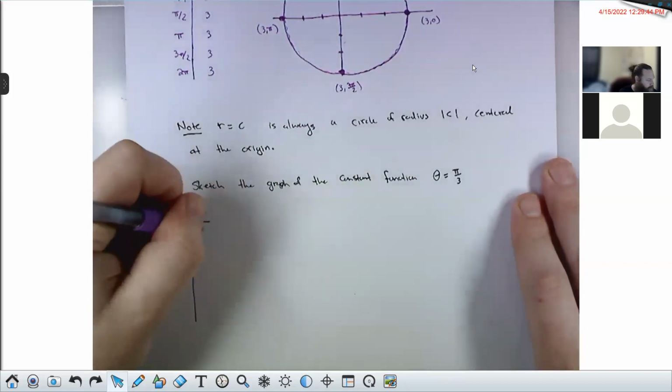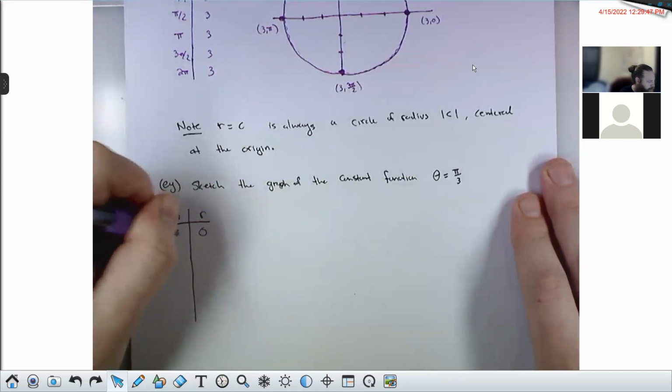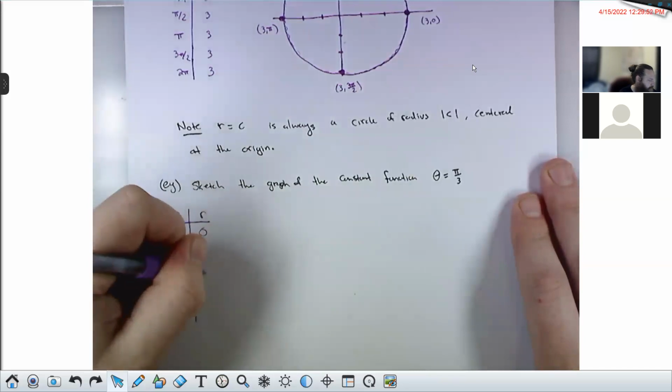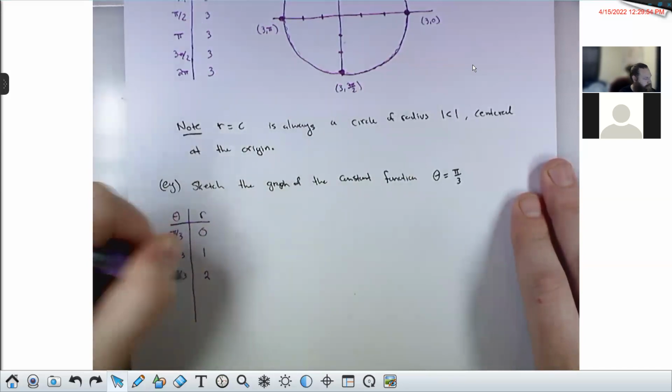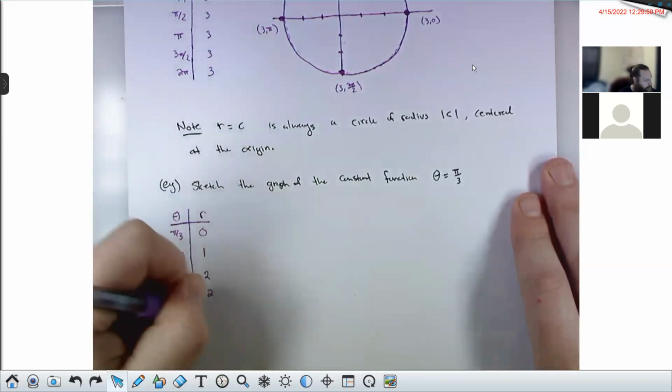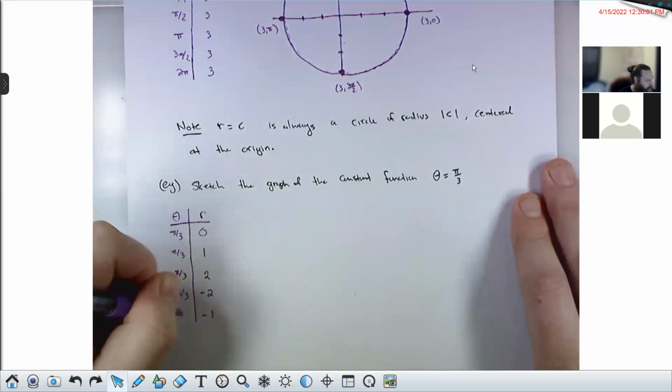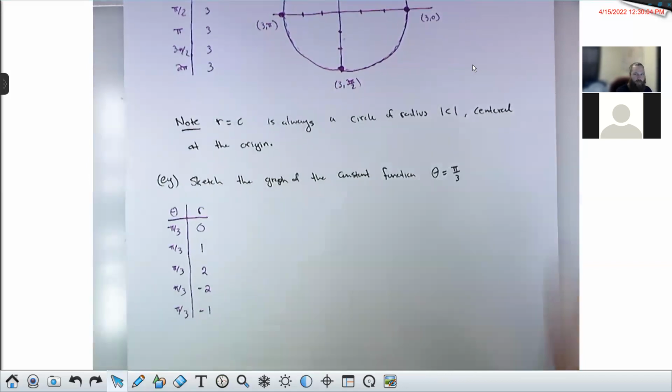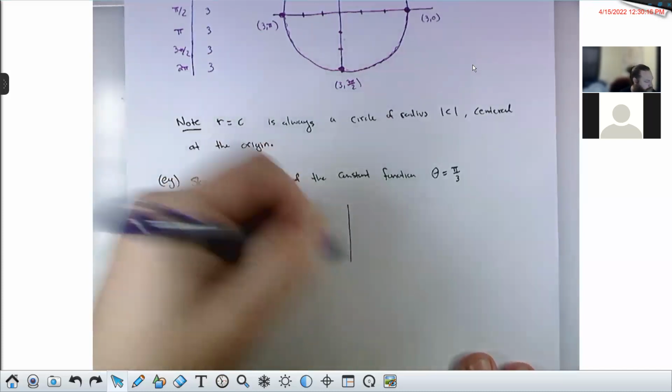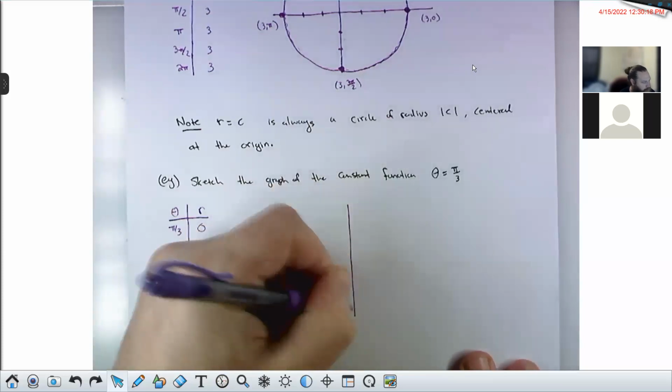So if r is 0, then theta is pi over 3. If r is 1, then theta is pi over 3. If r is 2, then theta is pi over 3. If r is -2, theta is pi over 3. If r is -1, theta is pi over 3. Theta is always pi over 3. We're looking at all the points in the plane where theta is equal to pi over 3. If I start plotting these points, we'll see another simple pattern develop.